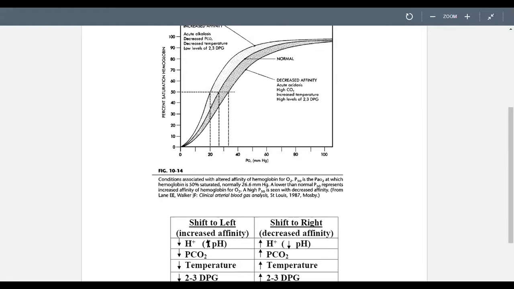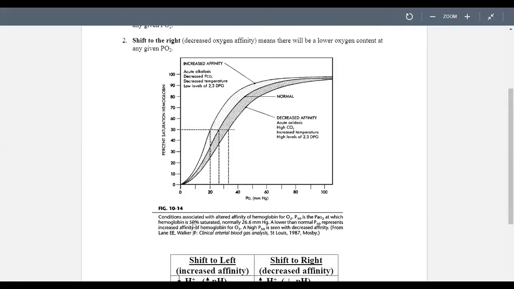P50 is the PaO2 at which hemoglobin is 50% saturated. It's normally about 26.6 millimeters of mercury, or you could say 27. That's the P little a O2. Now, what can cause it to shift back and forth?